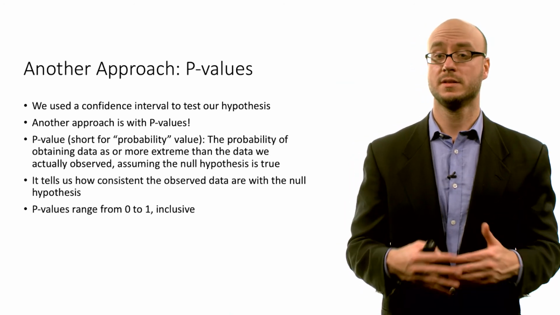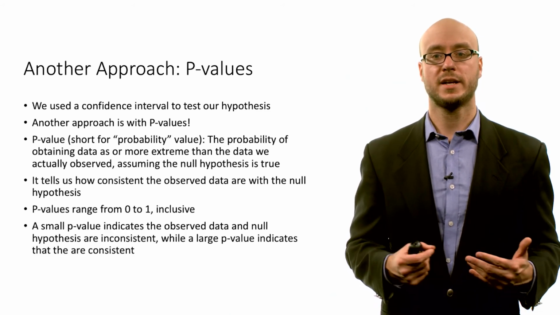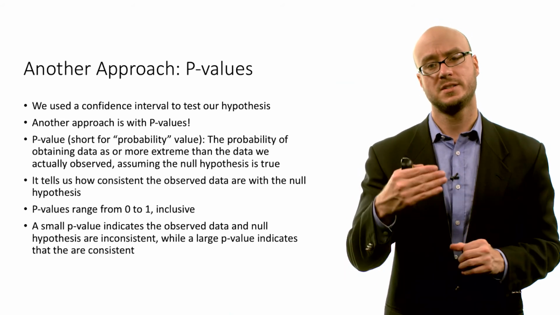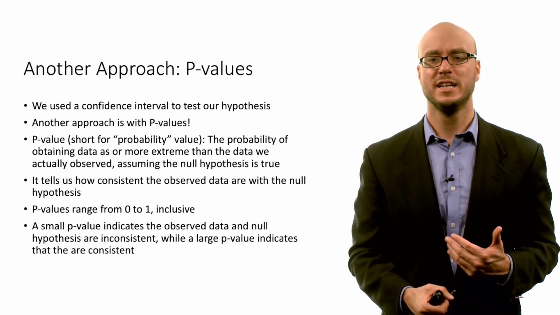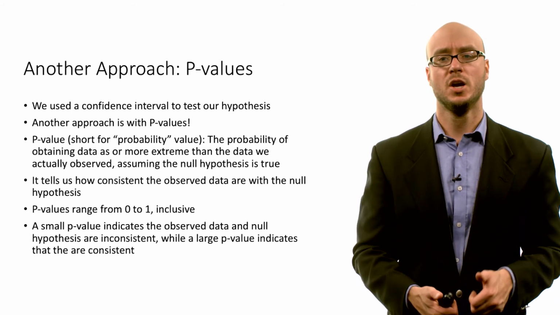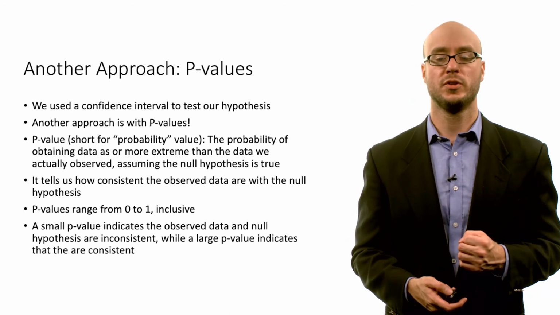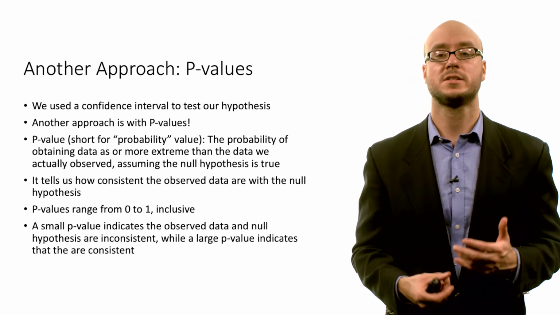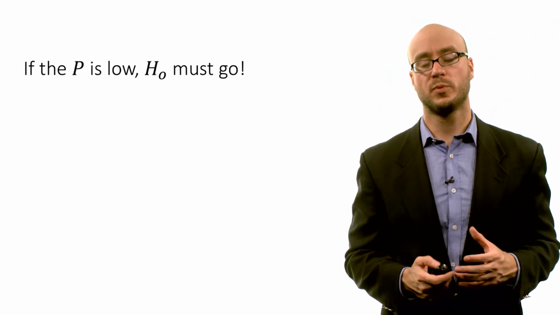P-values, as they suggest, range from 0 to 1. A small probability value indicates that the observed data and the null hypothesis are really inconsistent. A low p-value suggests that the probability of obtaining the data we have, under the assumption that the null is true, is really unlikely. They're really inconsistent. Whereas a large p-value, closer to 1, suggests that the data are consistent with the null hypothesis. If you assume the null to be true and you get a p-value of 1, it suggests they're consistent with each other, so we'd fail to reject the null hypothesis. The mnemonic you should burn into your brain is: if the p is low, the null must go.